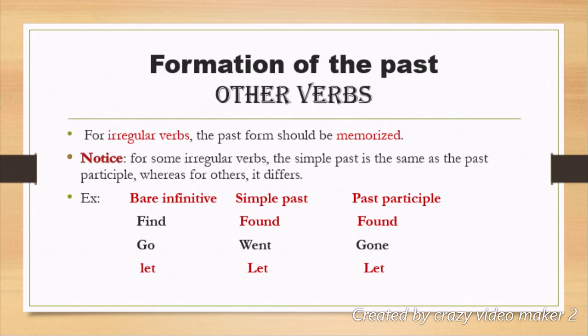Now let's move to the other verbs. We have a list of irregular verbs. In this case, it should be memorized. And again, we have a notice. For some irregular verbs, the simple past is the same as the past participle, whereas for others it differs.